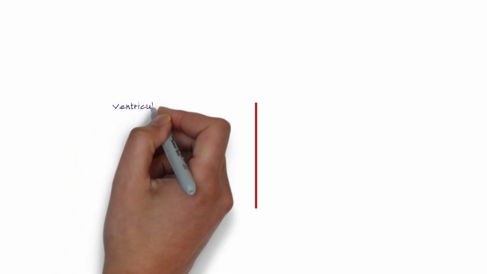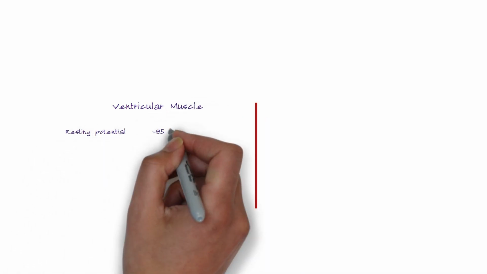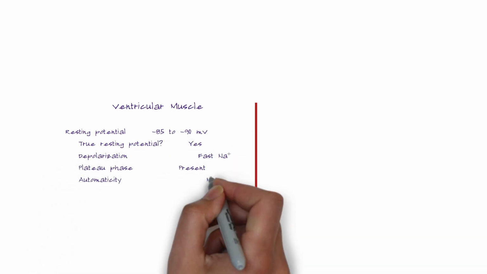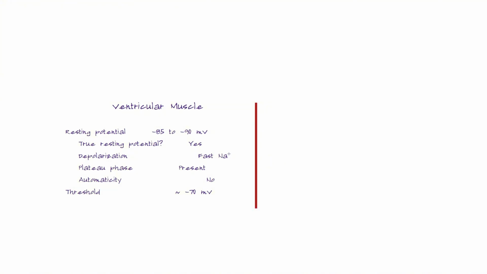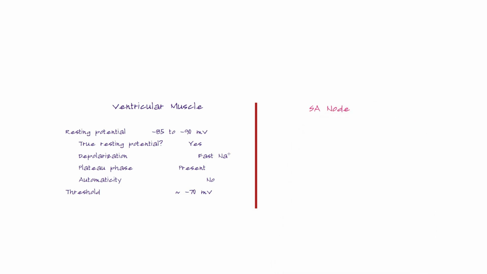So with the ventricular, the resting potential is around minus 85 to minus 90. So it's a true resting membrane potential. Fast sodium-dependent depolarization. Plateau is present, caused by calcium. No automaticity, and the threshold is around minus 70 millivolts.